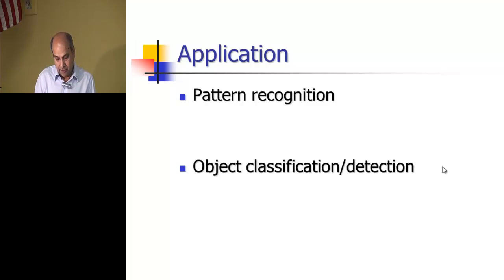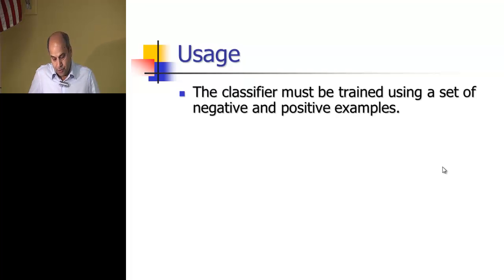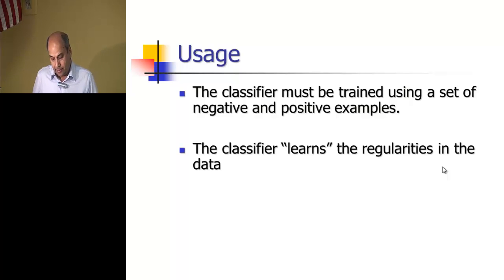Okay, so first, we need a classifier. It's used for pattern recognition, object classification, and detection. You want to train a classifier using a set of positive and negative examples, and then the classifier will learn the regularities in the data, that while all these are, say, motorbikes and these are not motorbikes, it will separate them.